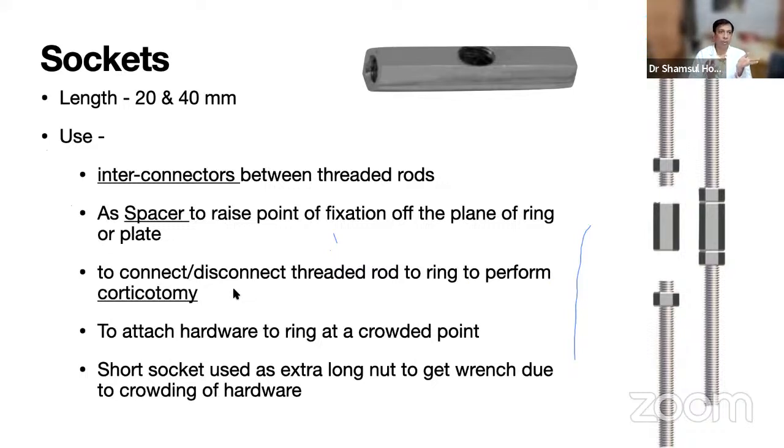These are different uses to increase the diameter of the rod. Use a spacer and to disconnect, as in for corticotomy also. Or even to attach hardware to the correct point, or when you are using a tensiometer and you don't have space, you can also use this for compression also. The short sockets use an extra long nut to get range due to cording hardware.